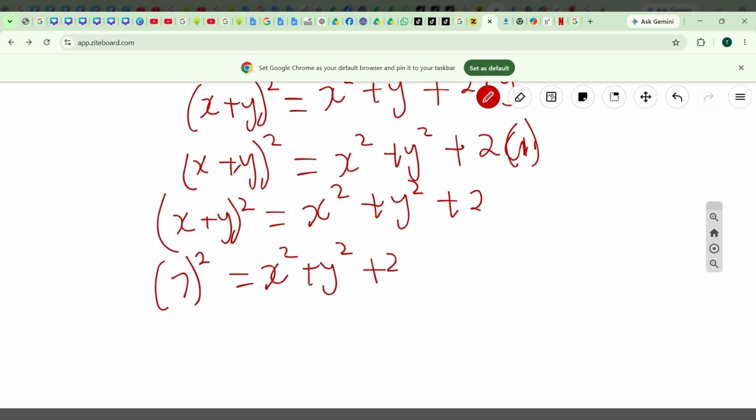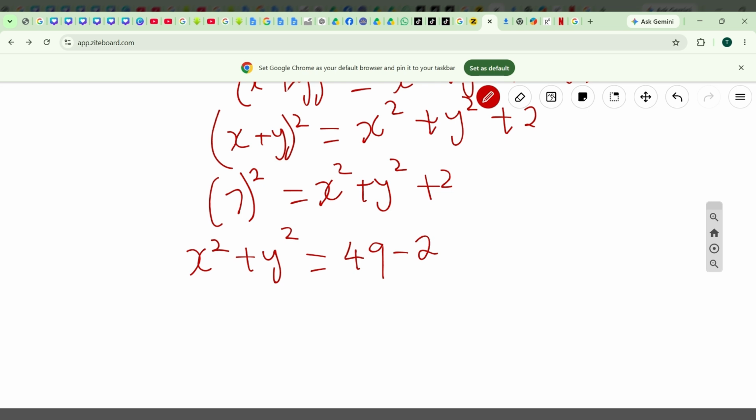And this is making x squared plus y squared the subject of the formula, because that is what we're looking for. So x squared plus y squared will be equal to 49, because 7 to the power of 2 is 49, minus 2. I just collected like terms there. So x squared plus y squared is equal to 47. So now we finally found x squared plus y squared.